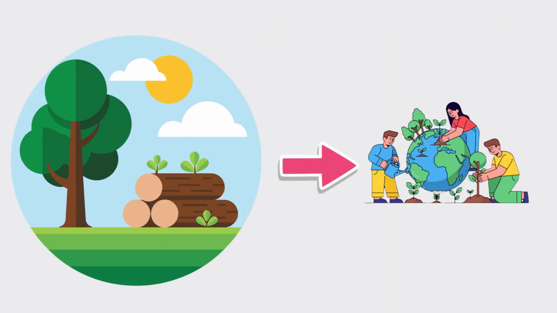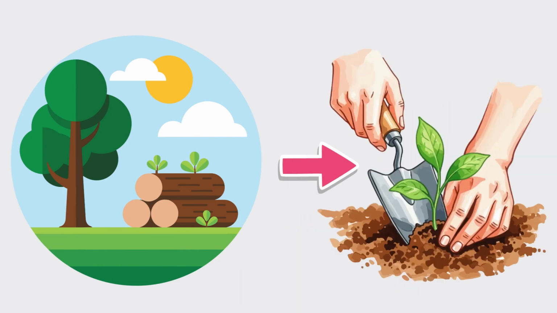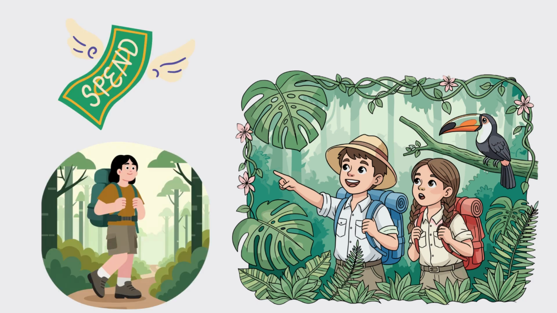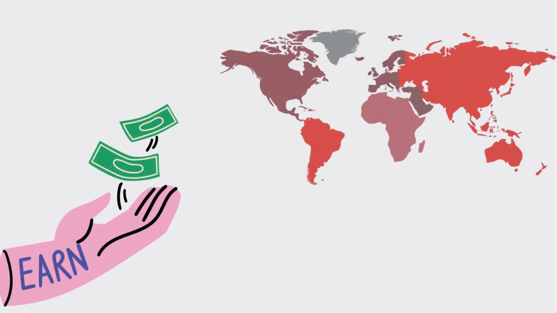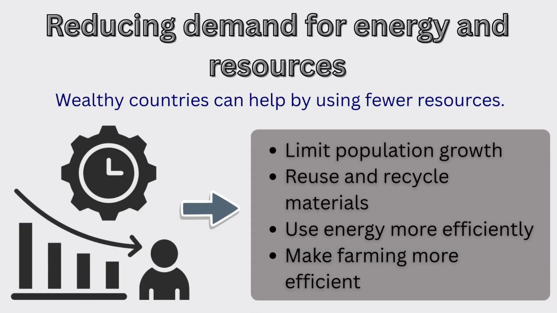So sustainable forest can provide a lot of work. Local people are employed to cut down trees for sale and plant new ones. The tourists spend money in the area. If countries can earn enough from the forest, they can afford to save them to benefit the rest of the world. Wealthy countries can help by using fewer resources.